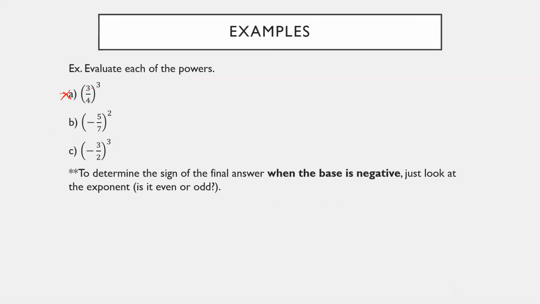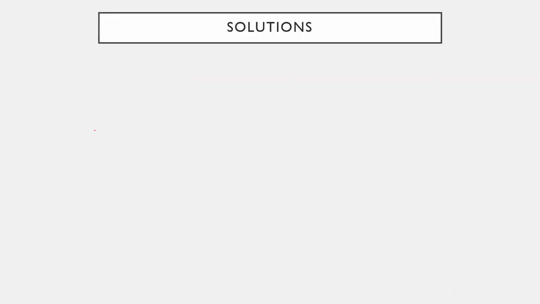And why does it not apply? Because this base is positive. So any positive base, if I take any positive number and I multiply it by itself X number of times, right? It doesn't matter how many times I multiply it, the answer will always be positive, right? So you don't have to worry when the base is positive. You only have to worry when the base is negative. And that's when we look at those rules.